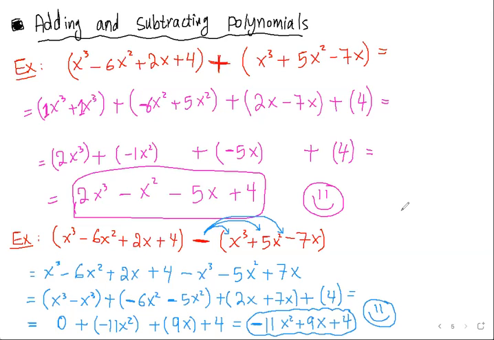Okay. So now let's go to multiplication. How we can multiply polynomials. So, multiplying algebraic expressions.